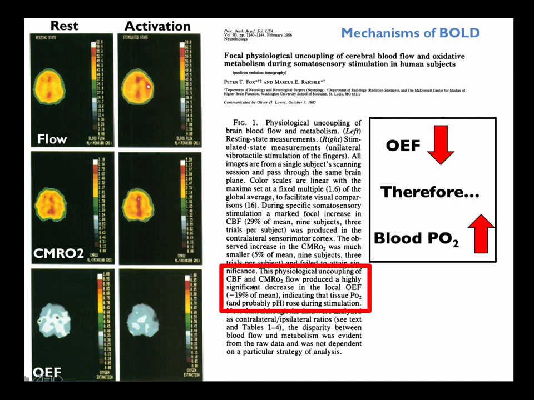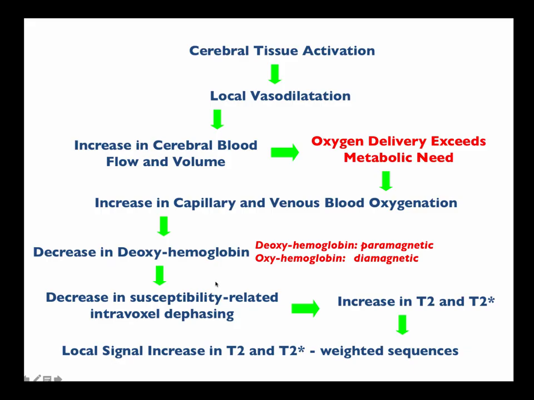But nevertheless, that was sort of the paradoxical change. Everything with brain activation, the oxygenation actually gets higher. And this is the whole cascade of events that happen. Tissue activation, vasodilatation, causing cerebral blood flow and volume increases. This causes oxygen delivery to exceed the metabolic need.